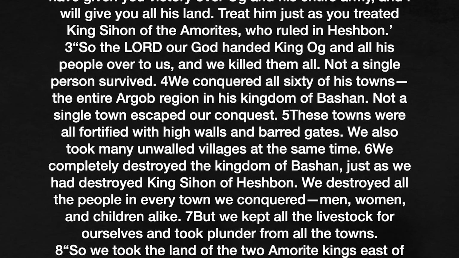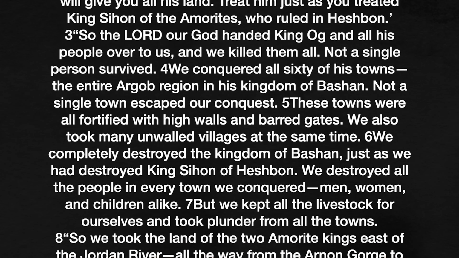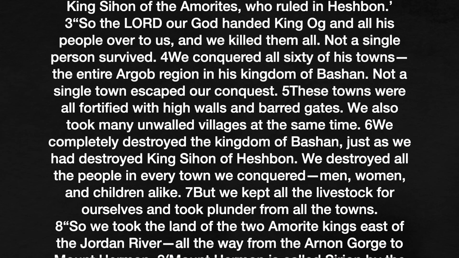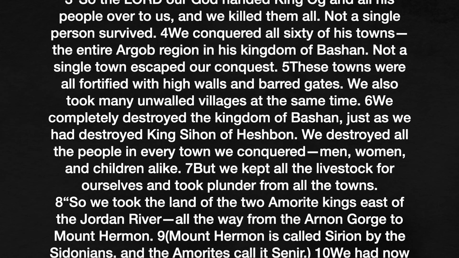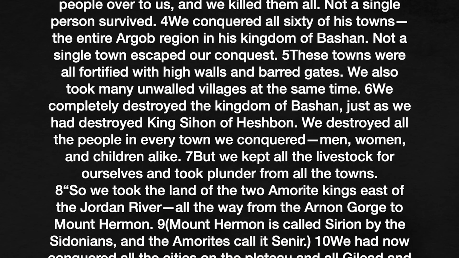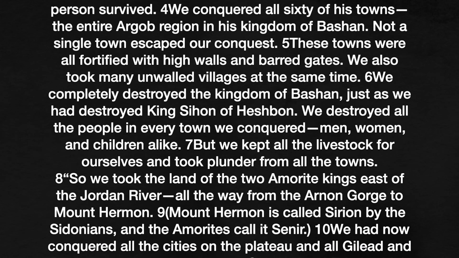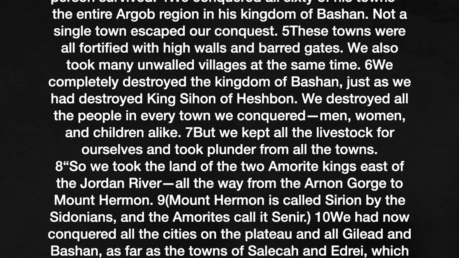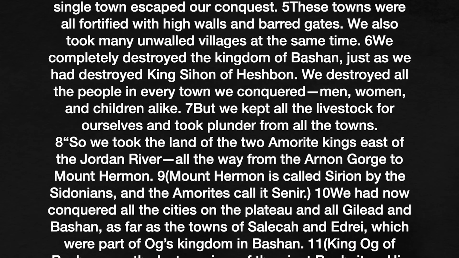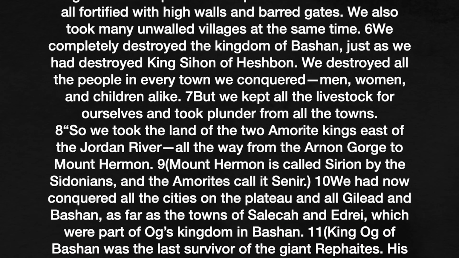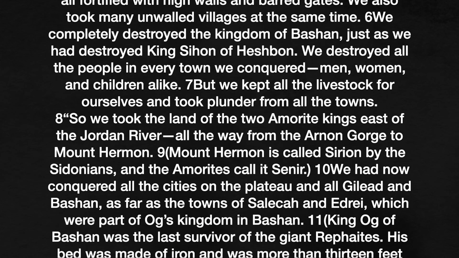These towns were all fortified with high walls and barred gates. We also took many unwalled villages at the same time. We completely destroyed the kingdom of Bashan. Just as we had destroyed King Sihon of Heshbon, we destroyed all the people in every town we conquered, men, women, and children alike. But we kept all the livestock for ourselves and took plunder from all the towns.